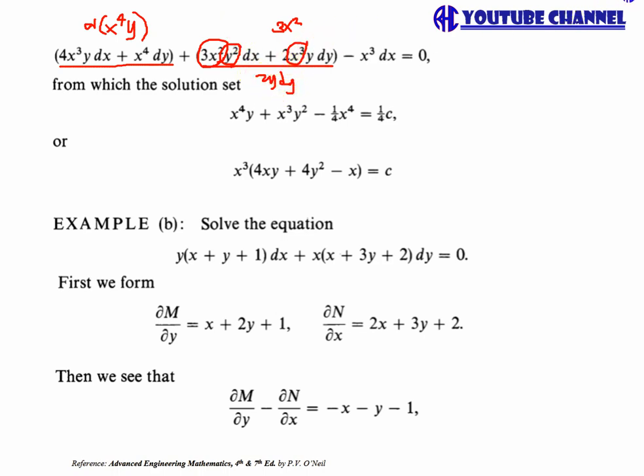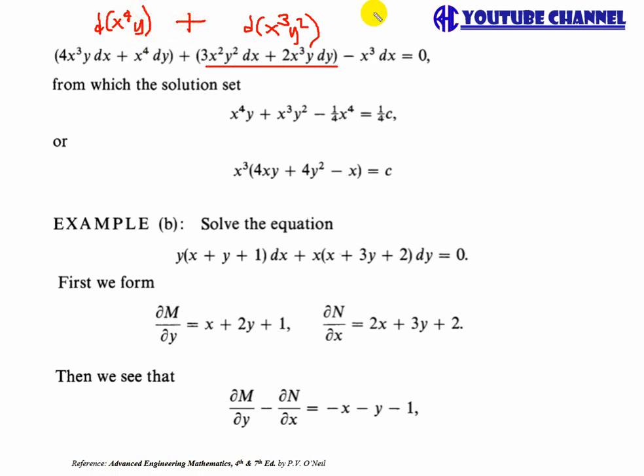So, magiging 2y dy, ito may 2 tayo, may y dy tayo. So, therefore, itong term na yan, that is the derivative of x cubed y squared. So, yun. So, ito, isulat ko ulit. That is the derivative of x to the 4th times y. So, yun. Minus x cubed dx.